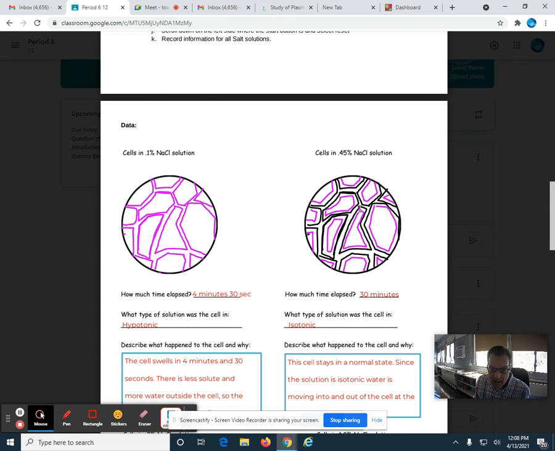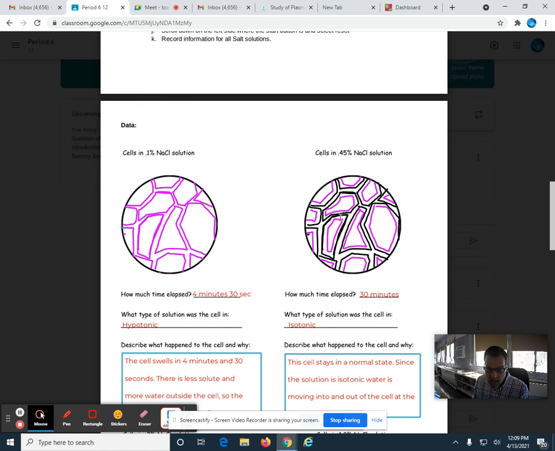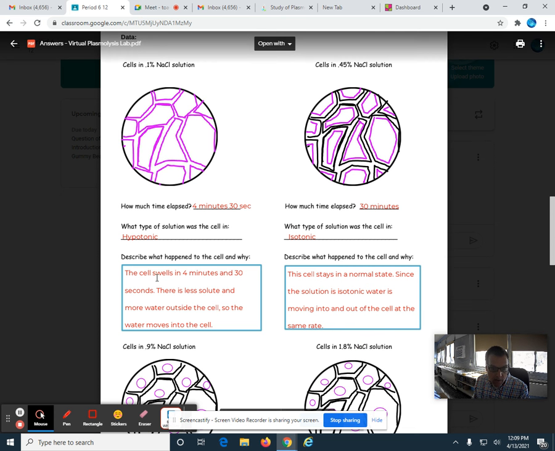an isotonic state. This is a state where the 0.45% salt solution outside equals the solutes inside, and so water is moving in and out at a regular rate, at the same rate rather, which keeps the cell in a state of equilibrium or balance. Okay? And so some of these explanations are what happens and why.